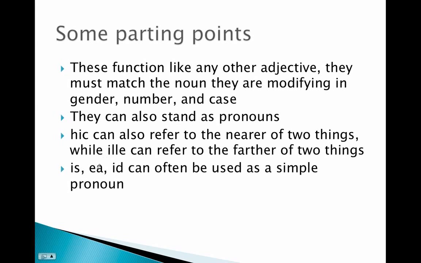And finally, as I mentioned already, is, ea, id can be used as a simple pronoun. So vidi eam, I saw her. Right? Or he said these things, dixit ea. Or id scio, I know it. Neuter, I know it.